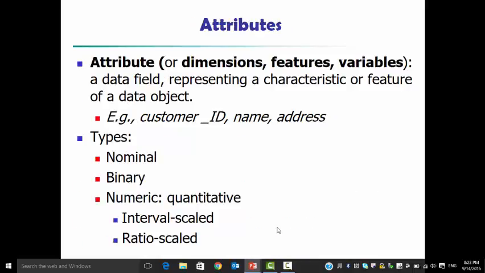In the database, attributes are nothing but dimensions. If you have multiple attributes, think about one table. A table has multiple columns, so we can say it is multi-dimensional. Each column is an attribute. Each column is a dimension. So, multi-dimension. It's also called a feature.